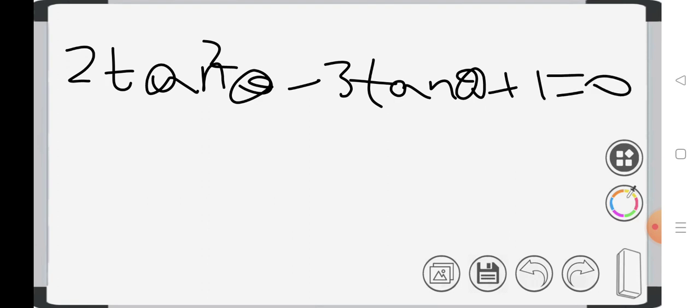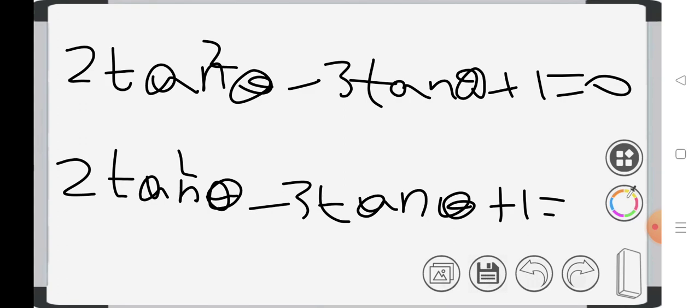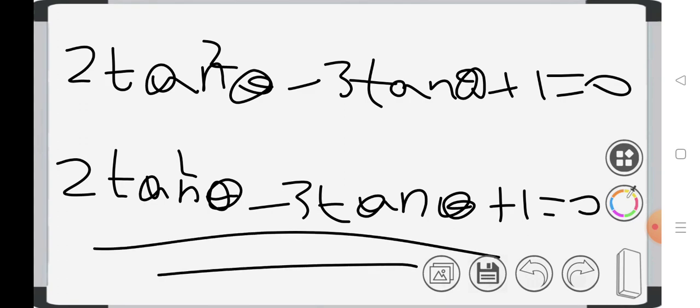So now what you do here is factorization. If you do the factorization, then you will get 2 tan square theta minus 3 tan theta plus 1 is equal to 0.